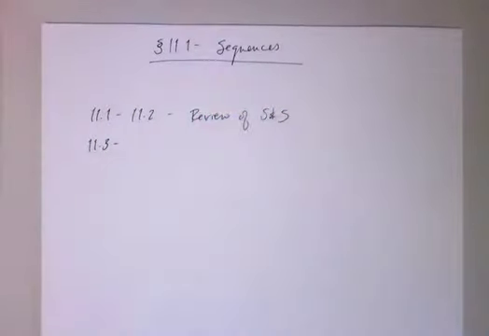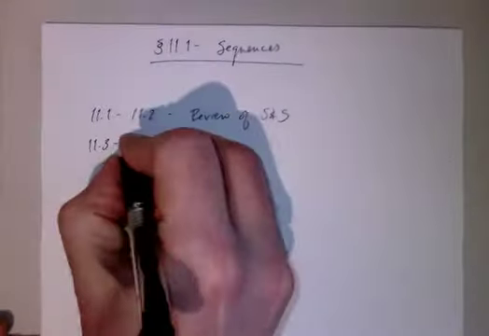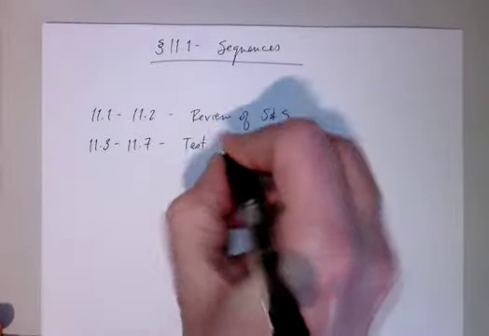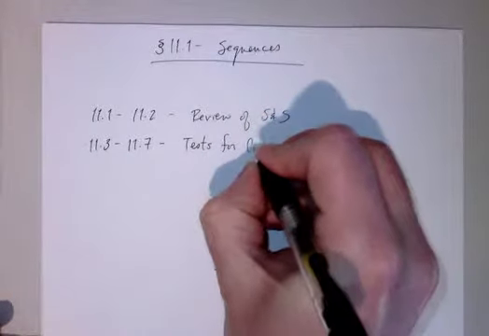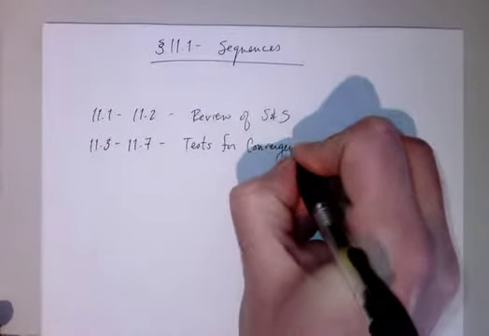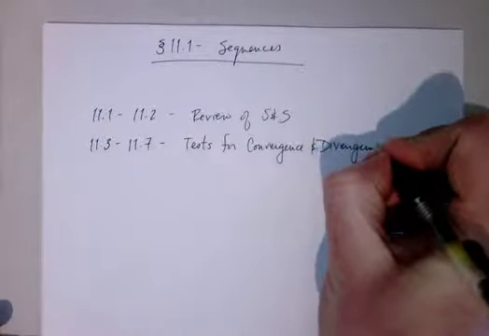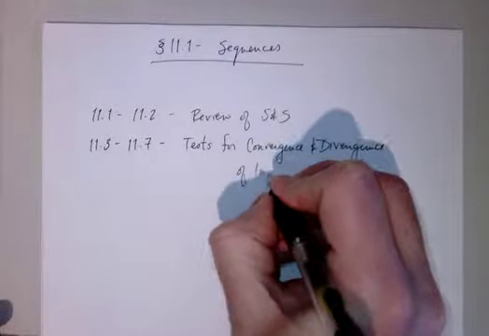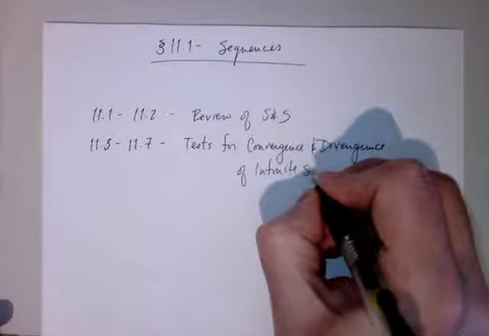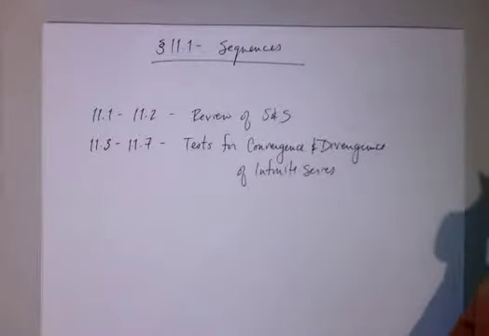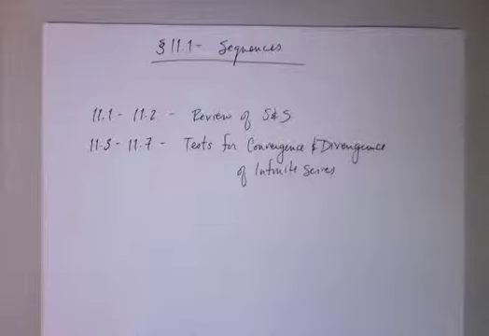11.3 through, let's see, what section is it? It's 11.7. These basically deal with a myriad of tests for convergence, and I'll remind you what that means, and divergence of infinite series. So we have infinite series, whether they converge to a specific number, whether they diverge, and like I said, I'll remind you of what all that's about.